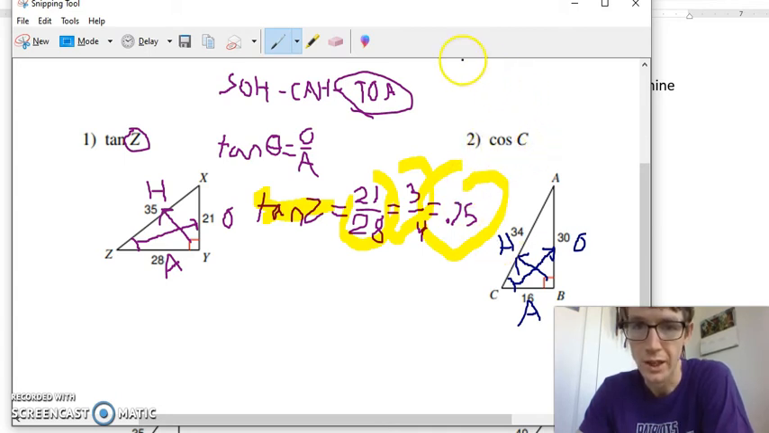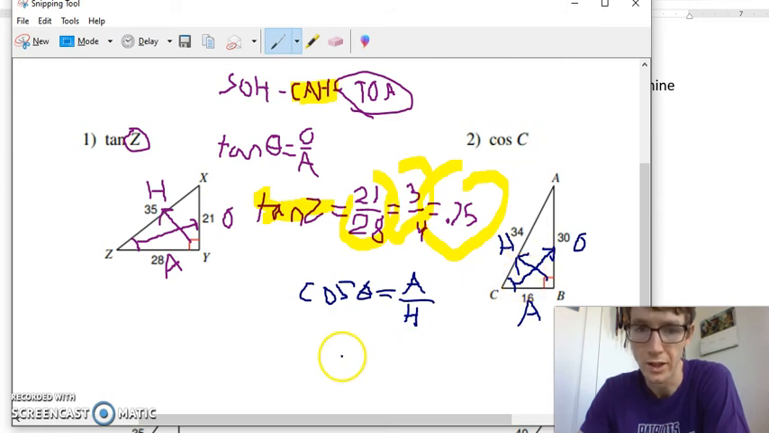Now, since we're doing cosine, which of these is cosine? That's our CAH. So CAH is cosine. Cosine of theta is equal to the adjacent over the hypotenuse. So here we have the cosine of C. Cosine of C has to be equal to the adjacent over the hypotenuse.